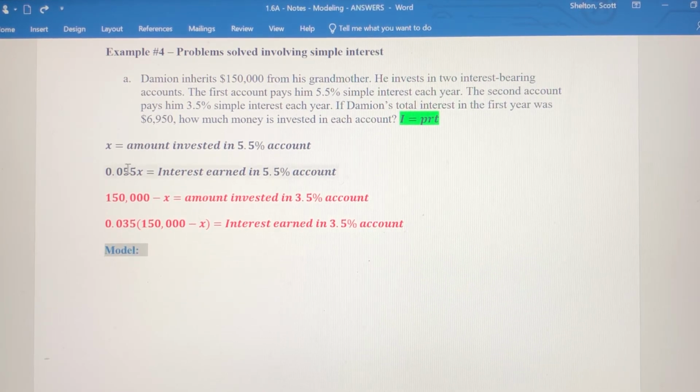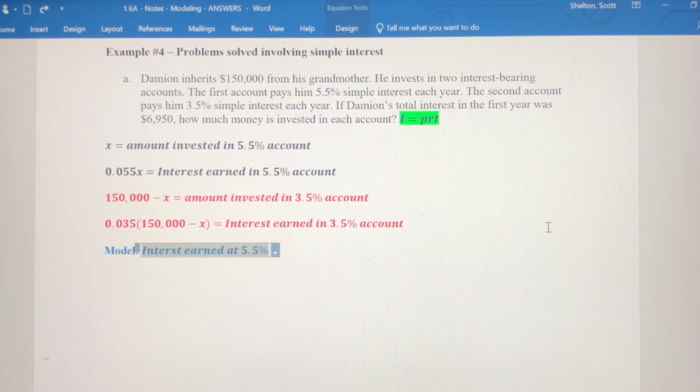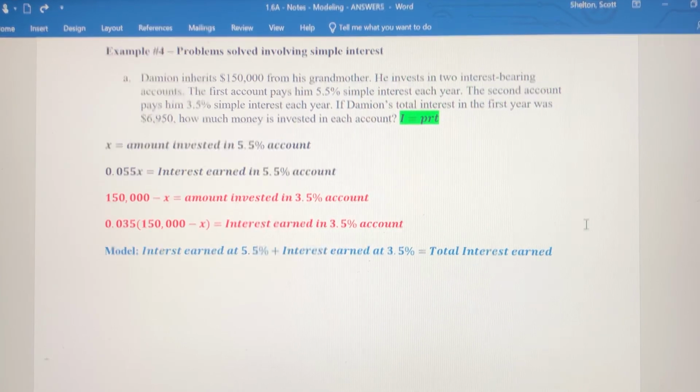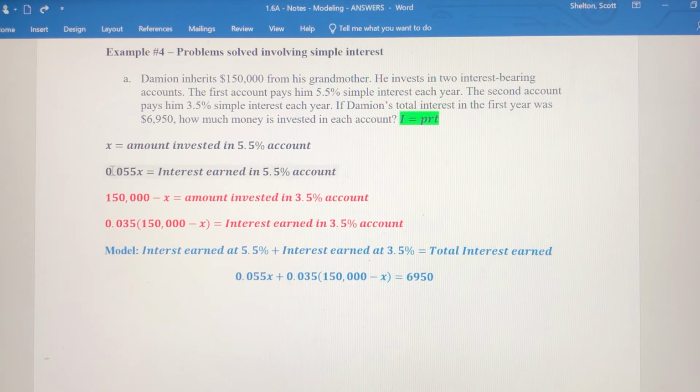So we want to create a model here. The model is going to be the interest earned on the first account, which is 5.5%, plus the interest earned on the second account is going to equal the total interest earned. So let's plug in the values we know. We know an algebraic expression here, we know an algebraic expression here, and we know a value here. So let's plug those in. 0.055x goes here. 0.035 times this quantity, 150,000 minus x, goes here. And the total interest we know from the problem is 6,950.